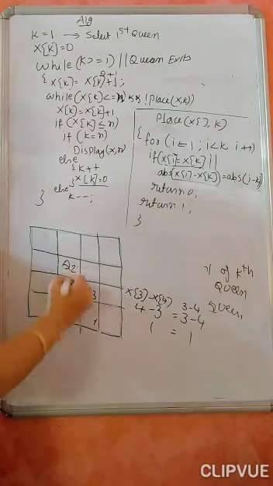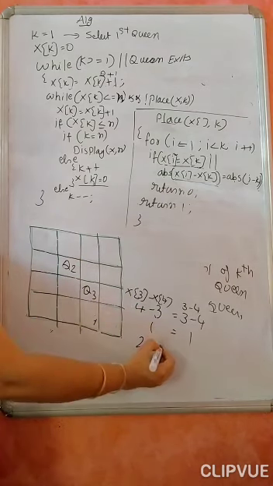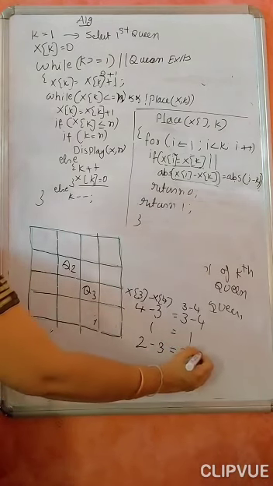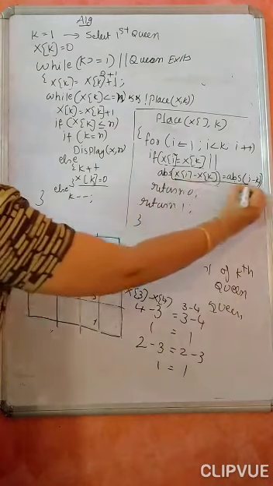So where is the second queen placed? It is 2 minus, the third queen is in the third column. Okay. So which queens? Second queen and third queen, it is equal to 1. So there is a diagonal attack. So this is the condition where you will be unchecking.